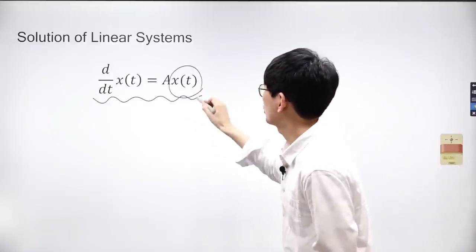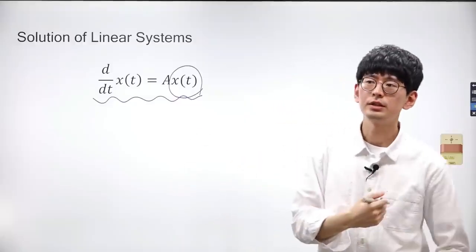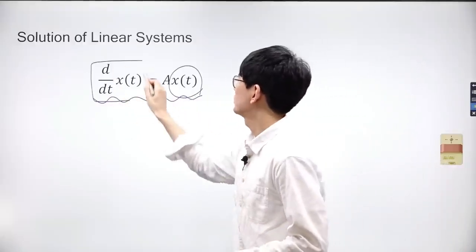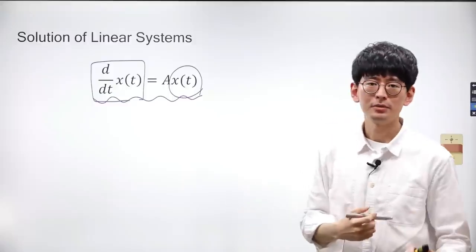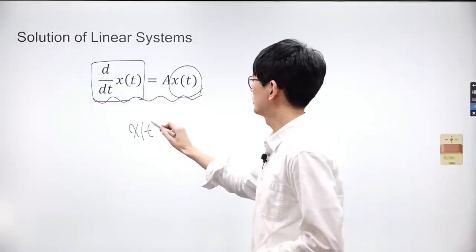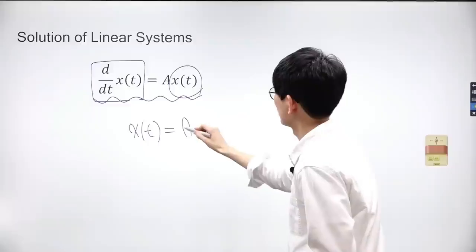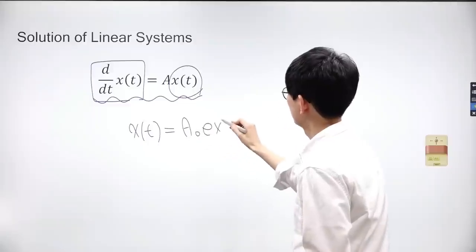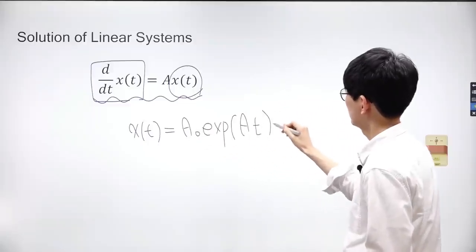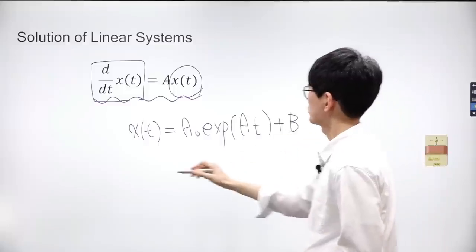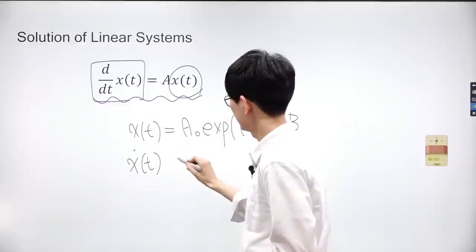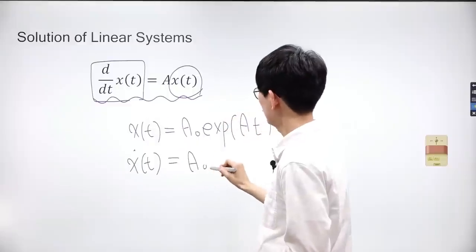Suppose the values of x of t vary with time, and they are also influenced by the velocity. We define x of t as a naught times the exponential of at plus b. Then the derivative of x of t is a naught times the exponential of at.